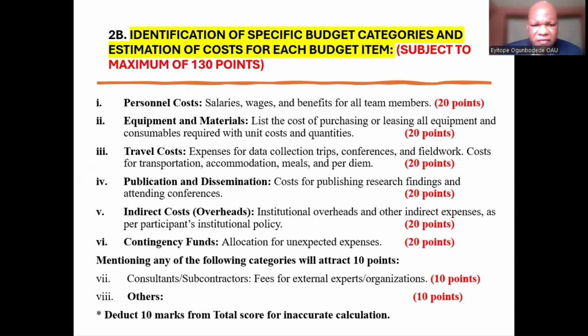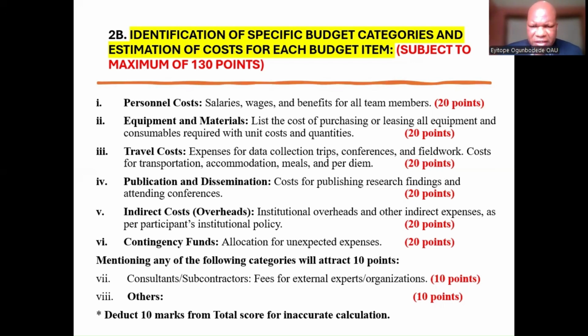You agree with me that if they list many items, after the 6 that we first mentioned, that is from personnel cost to contingency funds, they may have more than 130, but you score subject to a maximum of 130 points. And then when you check the calculations, if it is inaccurate, then you deduct 10 points. If the calculation is inaccurate, then please deduct 10 points.